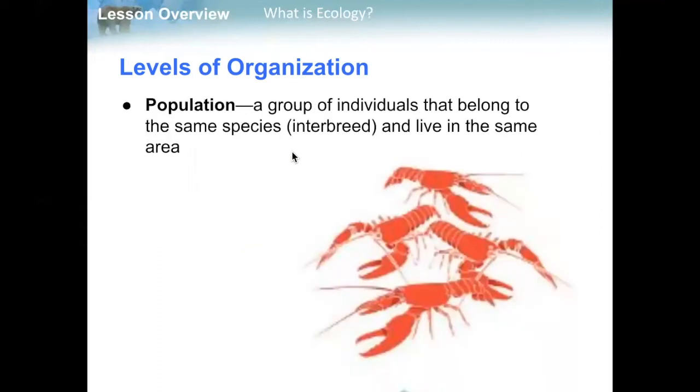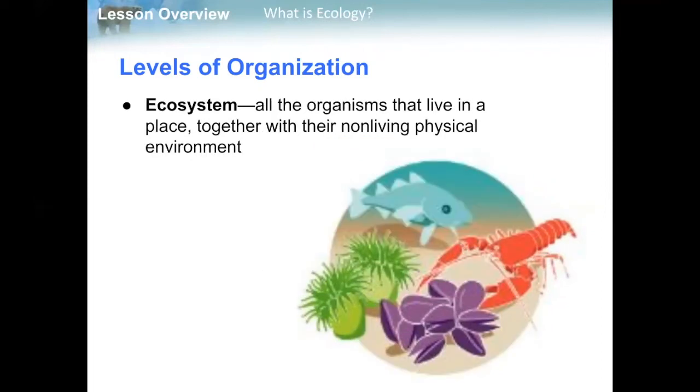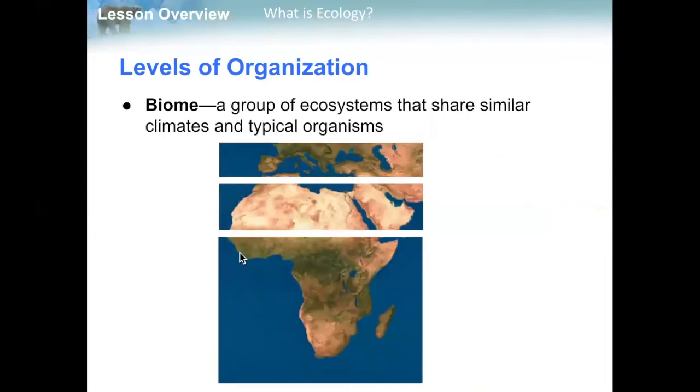So a population is a group of individuals that belong to the same species. They interbreed and live in the same area. A community is an assemblage of different populations, different species, that live together in a defined area. An ecosystem is all the organisms that live in a place together with their non-living physical environment, the area where they live. And a biome is a group of ecosystems that share similar climates and typical organisms.